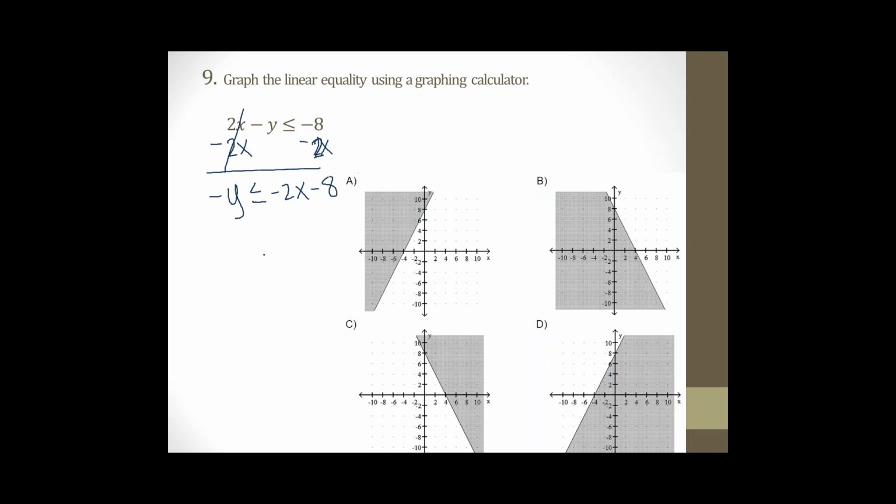But we want positive y. So let's divide everything by negative 1. That's going to give me y. Now it's an inequality, and I'm dividing by a negative, so that's going to flip my inequality sign. Y is greater than or equal to positive 2x plus 8. So this is what we're going to put in the graphing calculator. So you want to put it in slope-intercept form first.